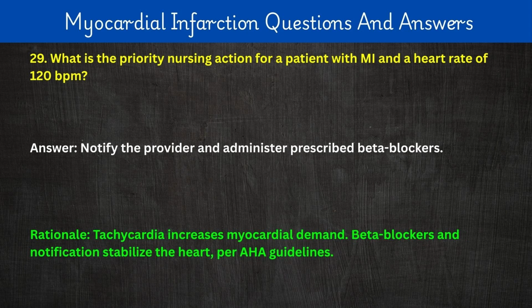29. What is the priority nursing action for a patient with MI and a heart rate of 120 bpm? Answer: notify the provider and administer prescribed beta blockers. Rationale: tachycardia increases myocardial demand. Beta blockers and notification stabilize the heart, per AHA guidelines.